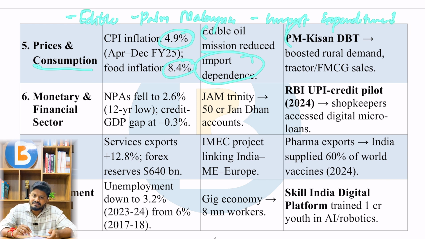Next, PM Kisan Direct Benefit Transfer. It has boosted rural demand, tractor or FMCG sales. So very significant impact of PM Kisan Direct Benefit Transfer as well.